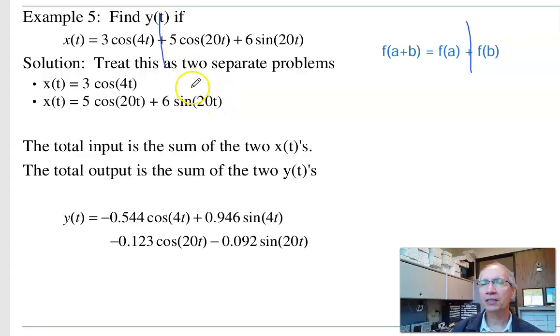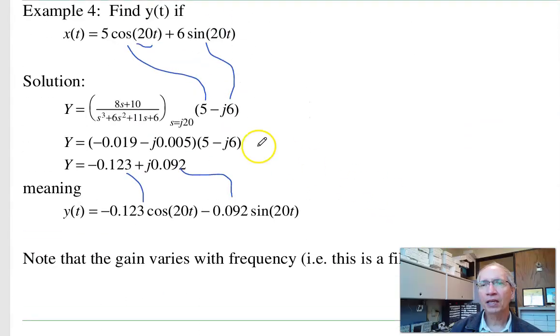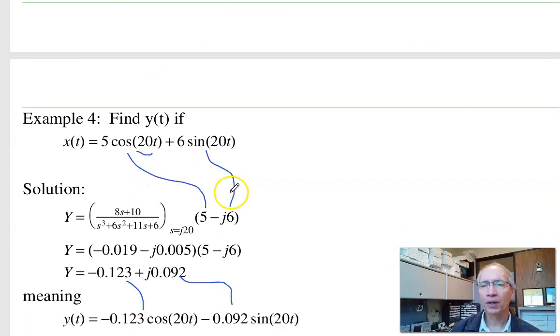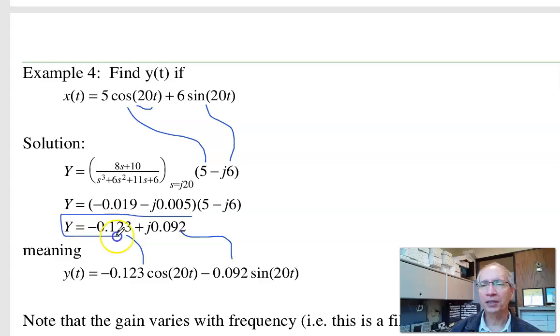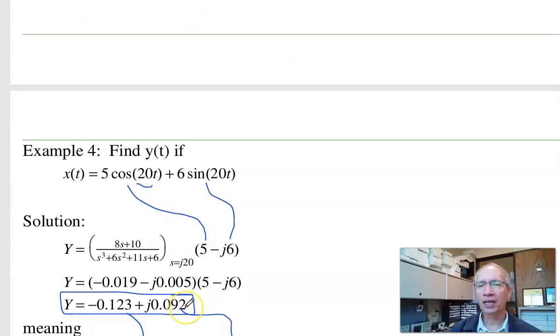So I don't really have to analyze this. I've already done that. Here's the first answer. Here's the second answer. There's y of t. And one thing to note, a mistake that people often make is they'll take the first answer, 0.544 plus j0.946, that's a complex number. Take the second one, that's a complex number. The total is the first answer plus the second answer. Add those two complex numbers together and get a complex number. You would think that would work.